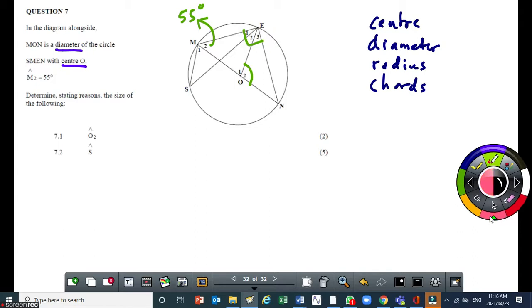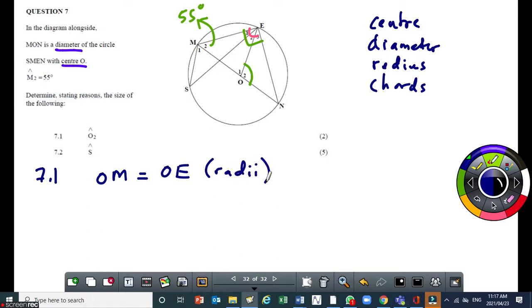Okay, because this whole angle E1 plus E2 is going to be equal to M2, because MO is the radius and OE is the radius. So why would you say the angle is 90 degrees? Because it's an angle subtended by the diameter, theorem 3. So I'm trying to get O2 first. So 7.1, first thing that I will write is to say OM is equal to OE, and these two are radii.